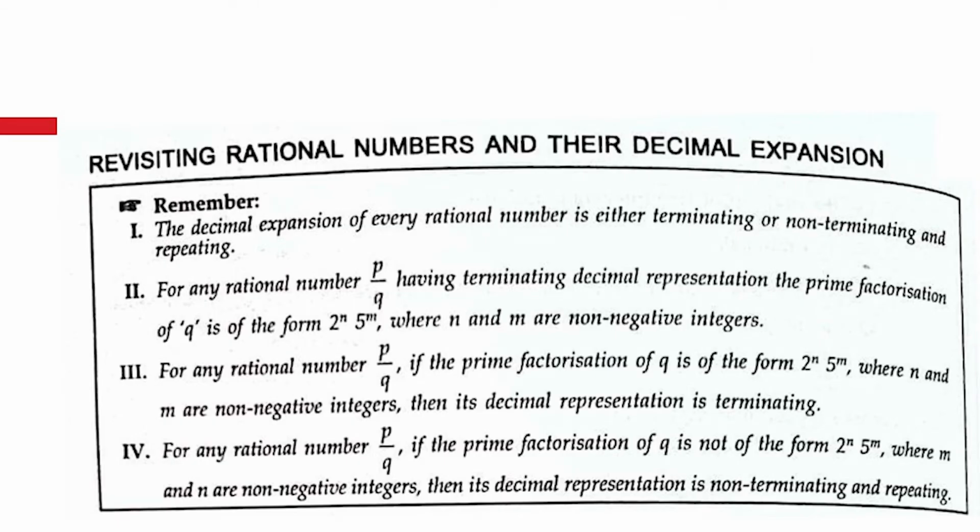Next, revisiting rational numbers and their decimal expansion. First one, the decimal expansion of every rational number is either terminating or non-terminating and repeating. Second one, for any rational number p by q having terminating decimal representation, the prime factorization of q is of the form 2 raised to n, 5 raised to m, where n and m are non-negative integers.